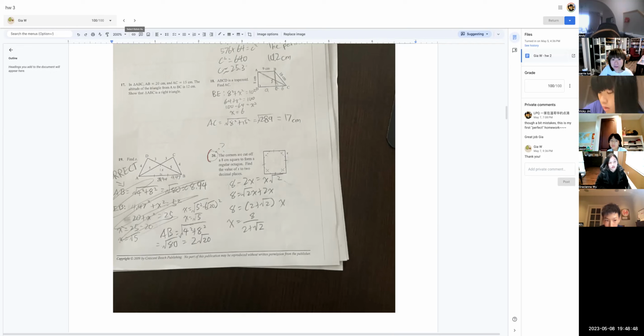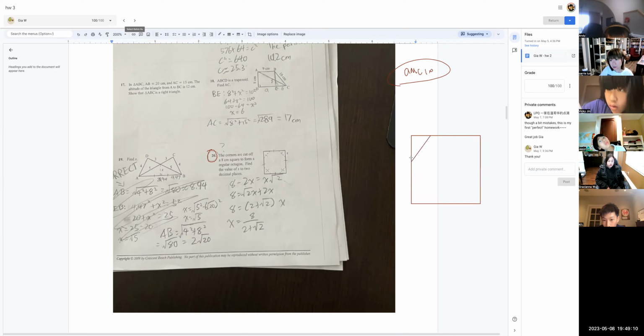OK, let's look at question 20. Question 20 is a problem from this year's AMC 10, basically identical. Some kids say AMC 10 is so hard, but actually it isn't that hard. The corners are cut off an 8 centimeter square to form a regular octagon. What is a regular octagon? That means all of these sides are the same, right? So we know the square is 8.